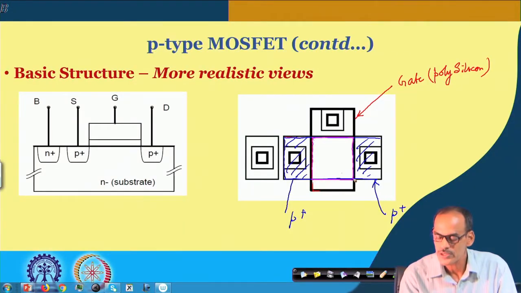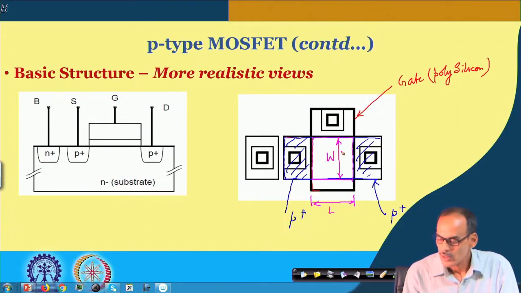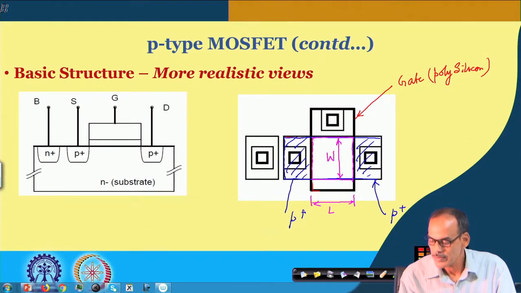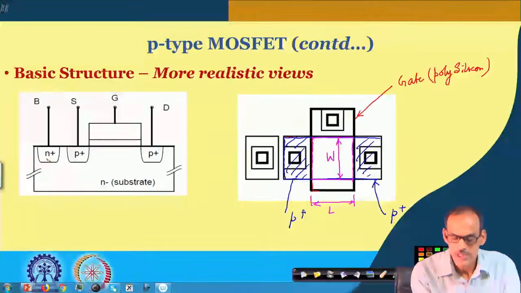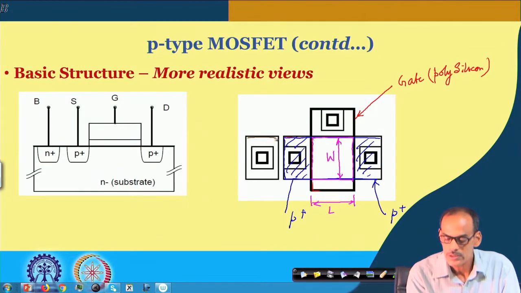So, the channel portion is here, and this is the spacing between the two islands, which we call the length of the device, and this is the orthogonal direction of the current flow, called the width of the device. On the other hand, we also have the N plus island, and this is the boundary of the other diffusion region, but this diffusion is of N type.